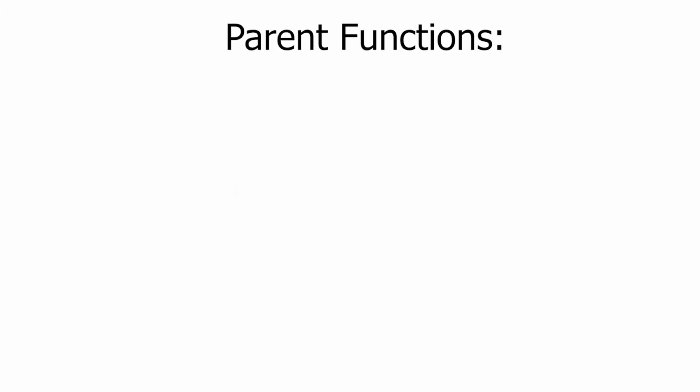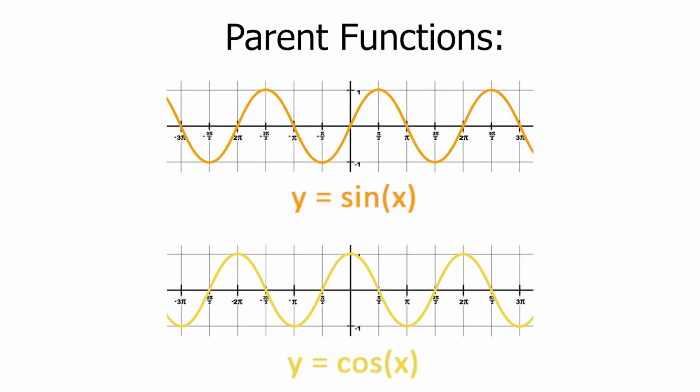The parent functions for sine and cosine are y equals sine x and y equals cosine x, and they look like this. These are cofunctions, so they're going to look very similar. As you can see, they're pretty much the same except for where they start. Sine will typically start at the origin and go up first, while cosine starts up here and goes down first.